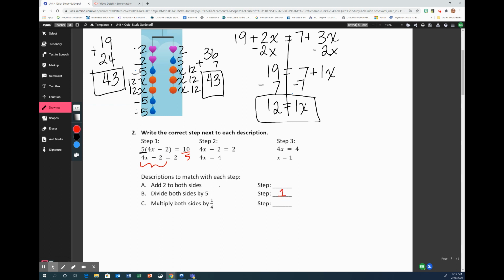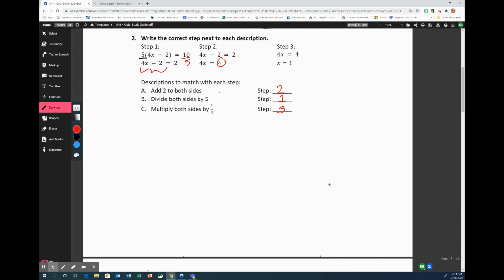Step 2: I notice that the minus 2 is gone from the next step. So they must have added 2 to both sides, and that makes sense because this turned into a 4. Step 2, and this has to be step 3. Let's verify: multiply both sides by 1/4, which is the same thing as dividing by 4. So yes, that works. Both sides got divided by 4 or multiplied by 1/4.